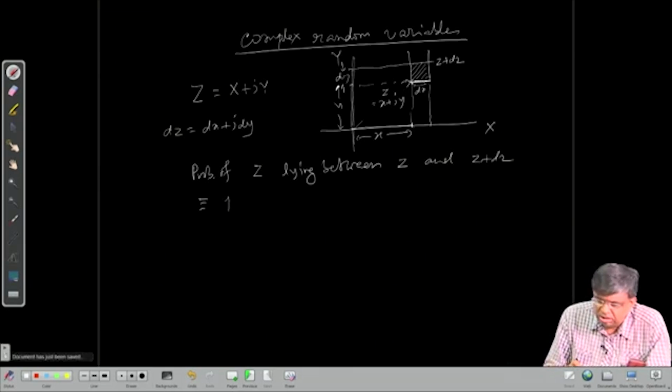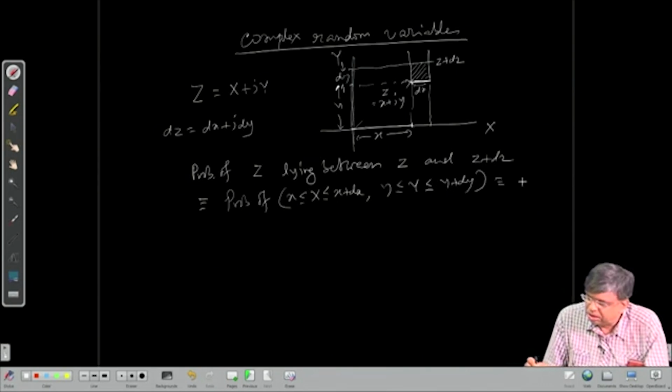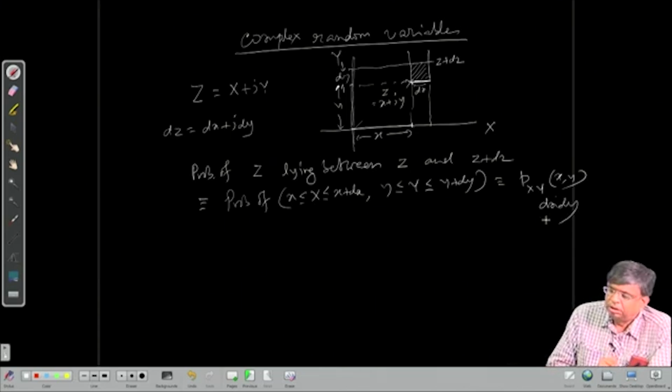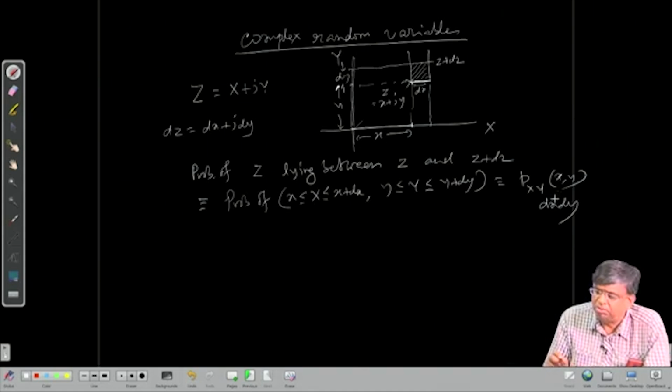That means it's the same as the probability of capital X lying between here to here, simultaneously with capital Y lying between these, which we know is nothing but Pxy, the joint density, small x small y, dx dy. Okay, so when expressed in terms of x and y, the real and imaginary components, then their joint density will be the same as the probability of capital Z falling here.